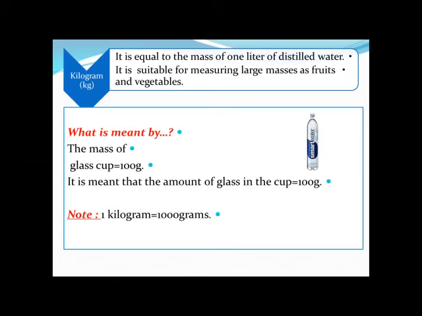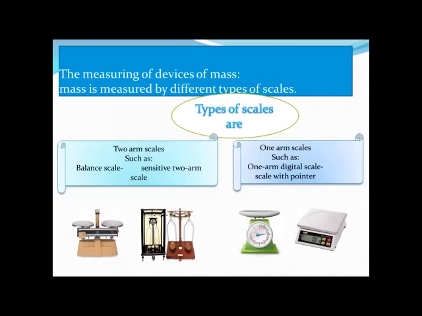1 kilogram equals 1,000 grams. Miss, 1 kilogram equals, yes, 1,000 grams. We agree that 1 kilogram equals 1 liter of distilled water. We have the units of mass: gram, kilogram, and ton. Ton is used to measure huge masses like cars, trains, and planes.